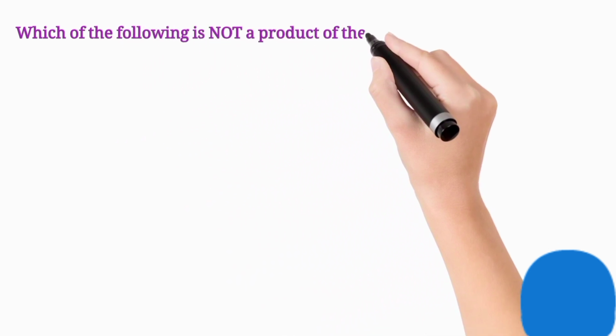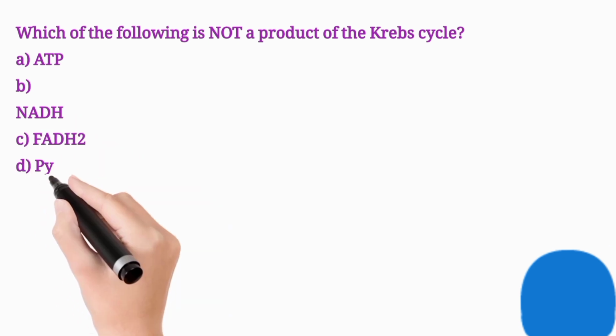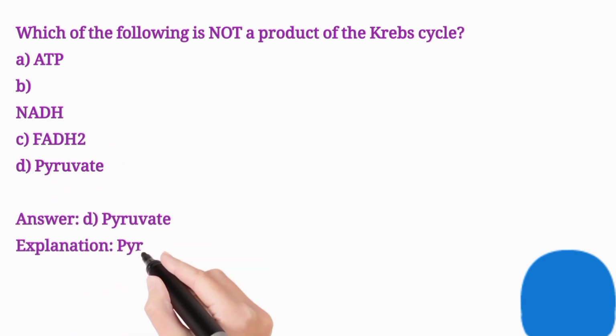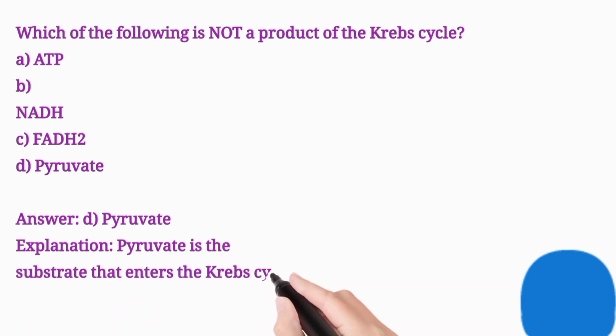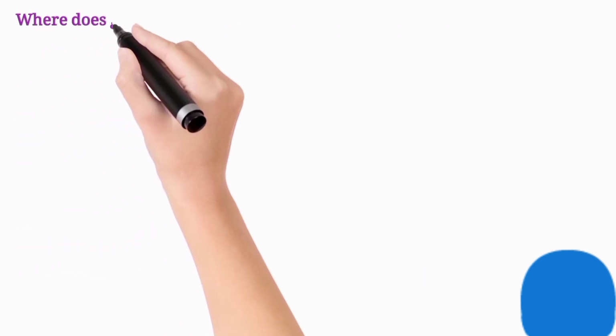Which of the following is not a product of the Krebs cycle? ADP, NADPH, FADH2, pyruvate. Pyruvate is the substrate that enters the Krebs cycle, not its product.